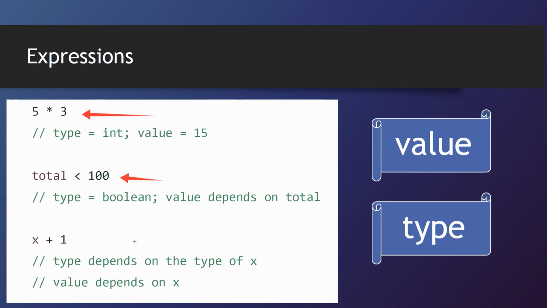The type of the expression x plus 1 depends on the type of x. If x is an int, then the expression will also be an int. But if x is a double, then the expression will be a double. In general, if the operands are different types, the type of the expression will be the larger type. So an expression that has an int and a double, or an int and a float, will have the type of double or float. The value of x plus 1 will depend on the current value of x.